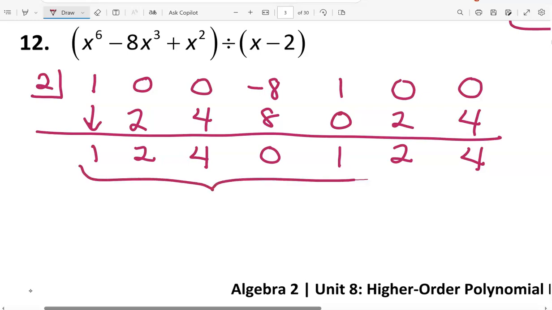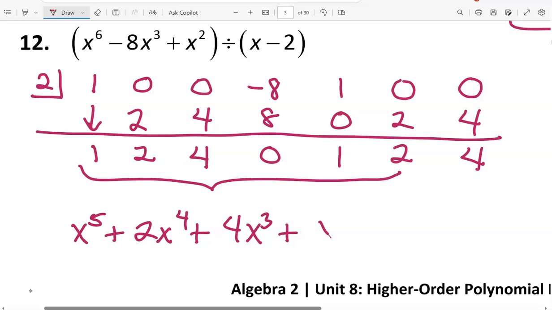So here are the coefficients of the dividend, and that's going to start with x to the 5th plus 2x to the 4th plus 4x to the 3rd. There's a 0x squared, so I'm not going to write a term there, plus 1x, which is just x, plus 2, plus the remainder 4 divided by the divisor x minus 2.